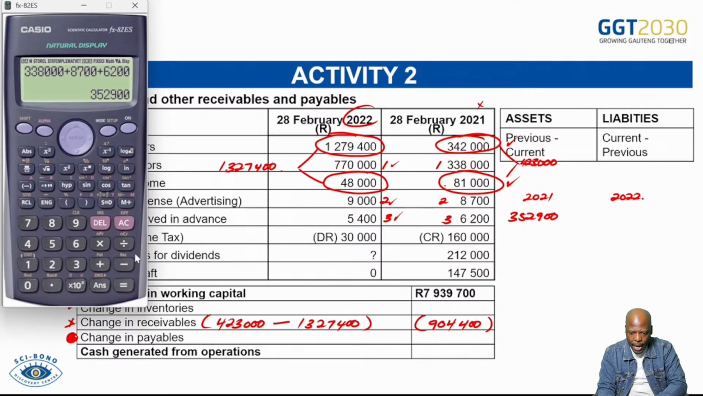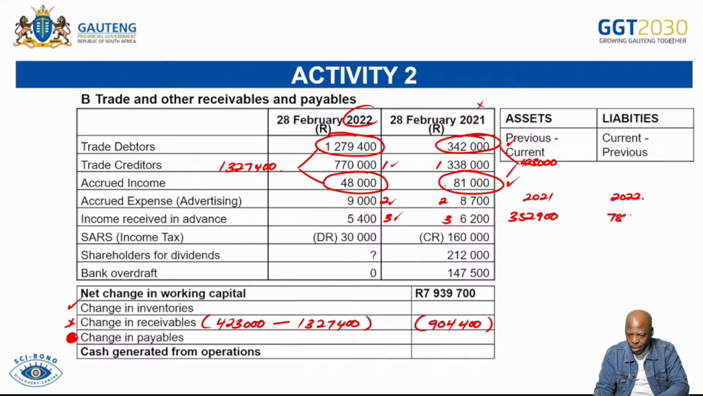So I'm coming here and I'm going to say my 770,000 plus my 9,000 plus my 9,000 plus my 5,400, like that. And that is going to give me 784,400. So I come here at 784,400. But these are liabilities now, because I'm talking about changes in payables.